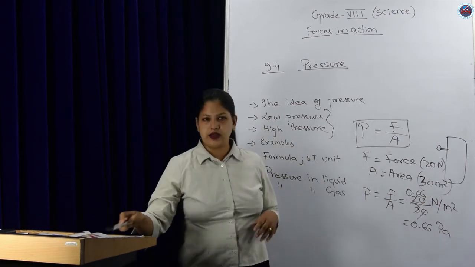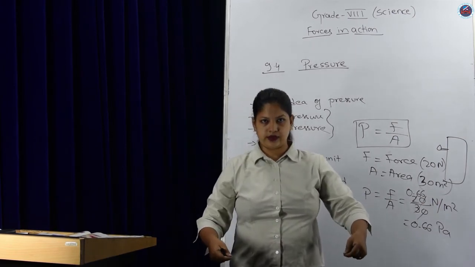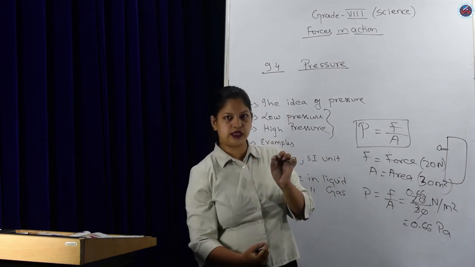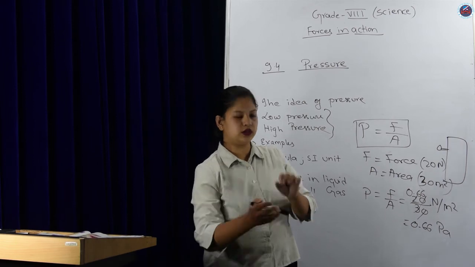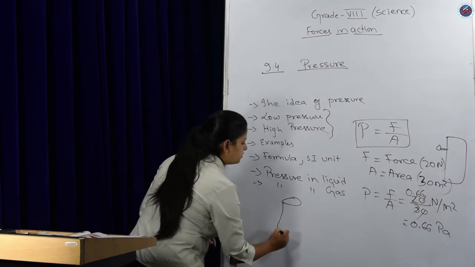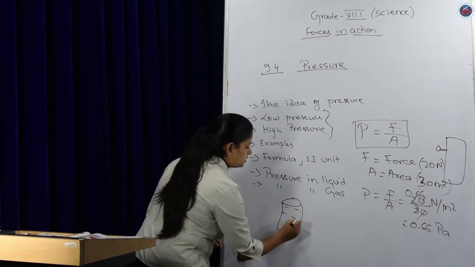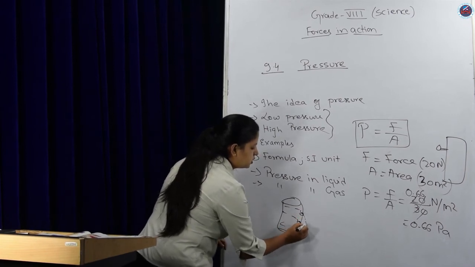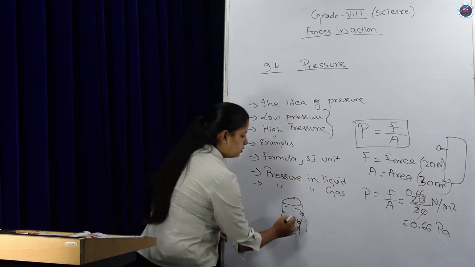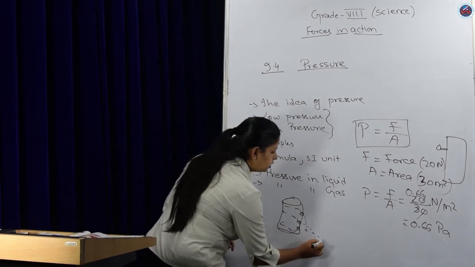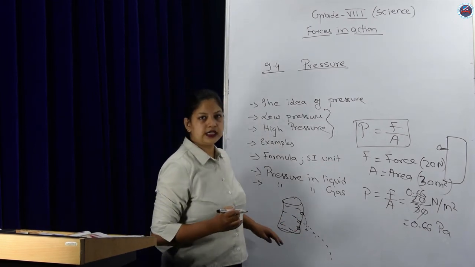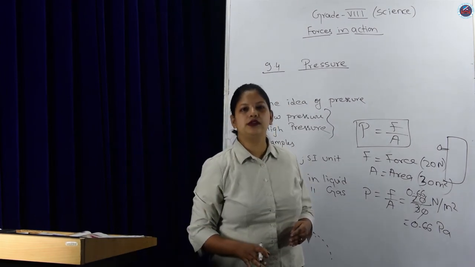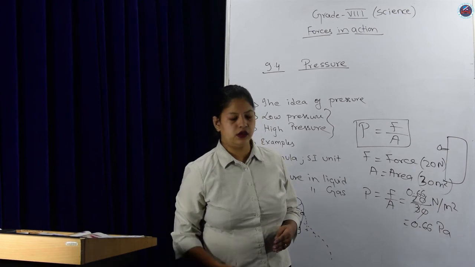Now, one picture is explained there. One bottle is there and you can see holes have been drilled in it. Suppose your picture is like this: water is there, with holes here, here, here. From the top one, water is flowing with less pressure. The more it goes down, the water flows with more pressure. So this explains that in a liquid, the deeper it goes, its pressure increases.